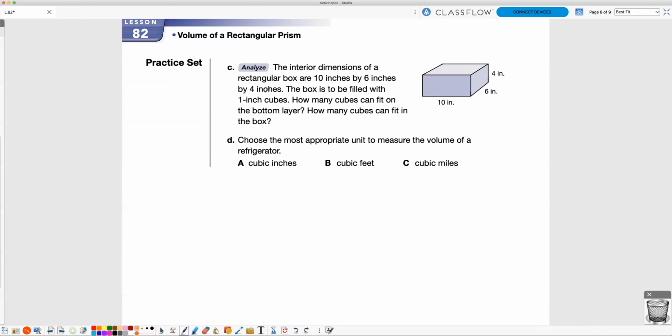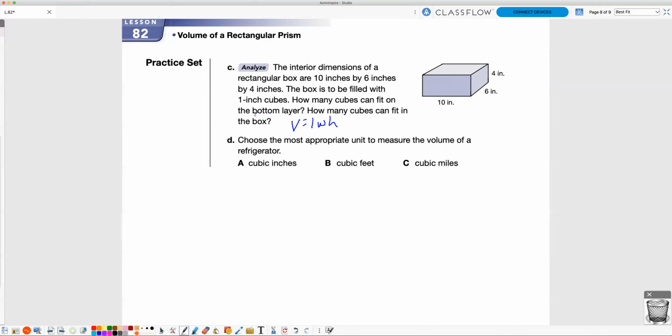The interior dimensions of a rectangular box are 10 inches by 6 inches by 4 inches. The box is to be filled with 1-inch cubes. How many cubes can fit on the bottom layer, and how many cubes can fit in the box? So again, I'm going to look at this as volume equals length times width times height. And that will answer how many cubes will fit in the entire box if I use that formula.